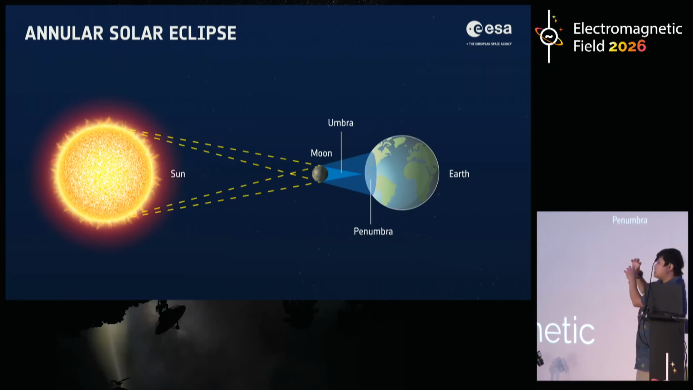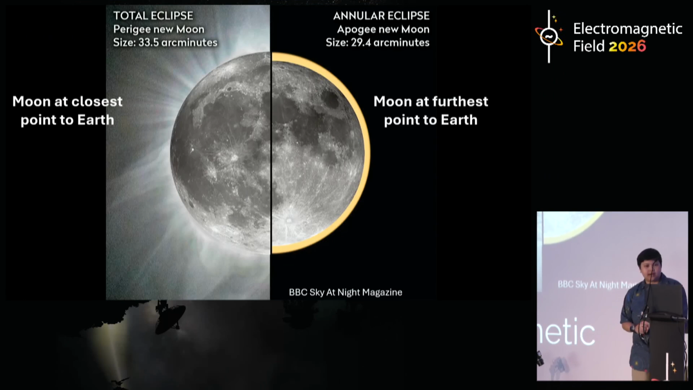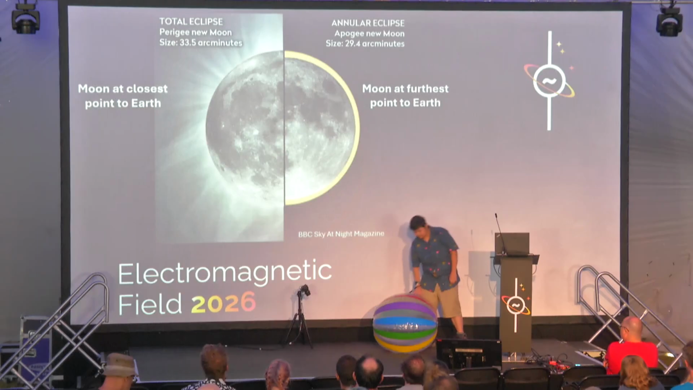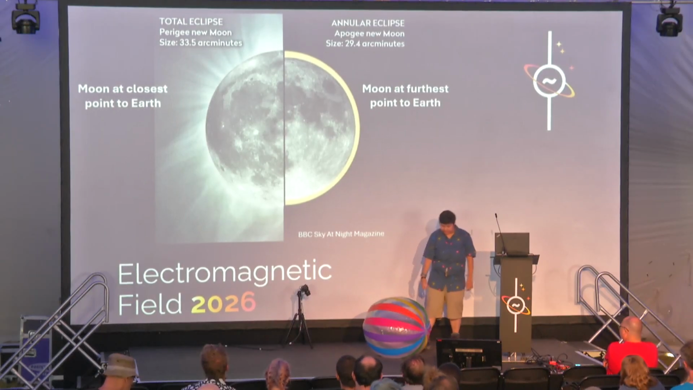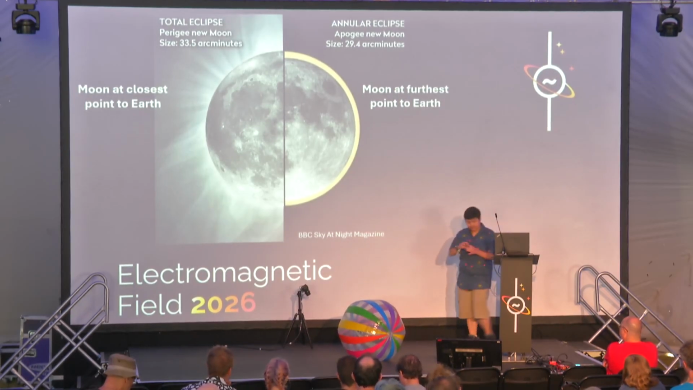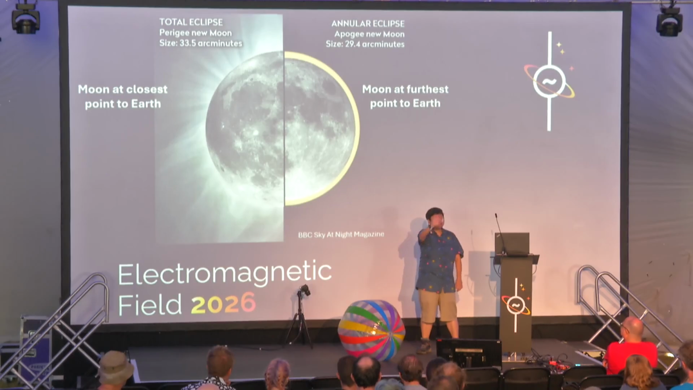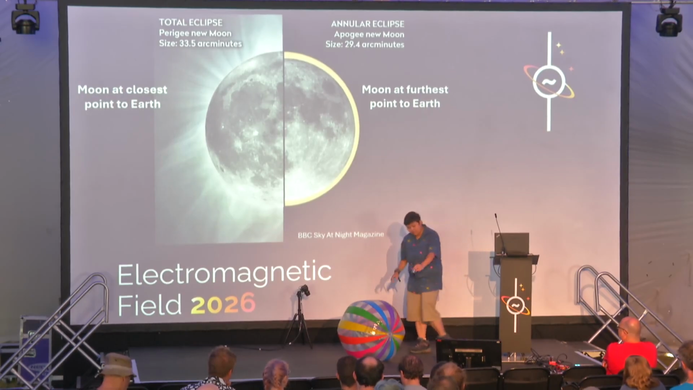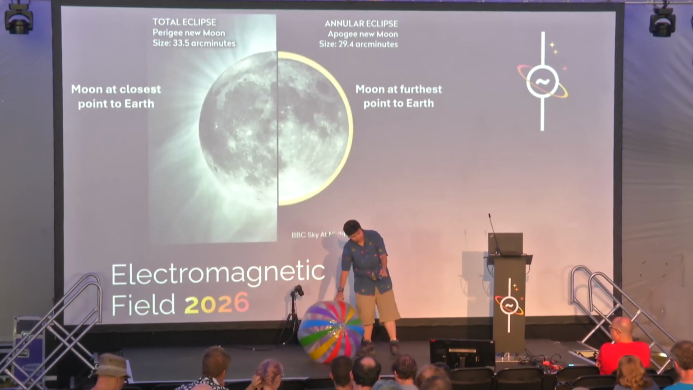Now the moon is slightly too small to completely cover up the sun. Here's a little comparison between a total eclipse and an annular eclipse. I've got this beach ball here. It's shrunk a little bit, but that's supposed to represent our sun. Our moon is about this big. You can barely see it. I'll be on the Q&A tab later if you want to have a look. But you can see just how big our sun is compared to our moon.